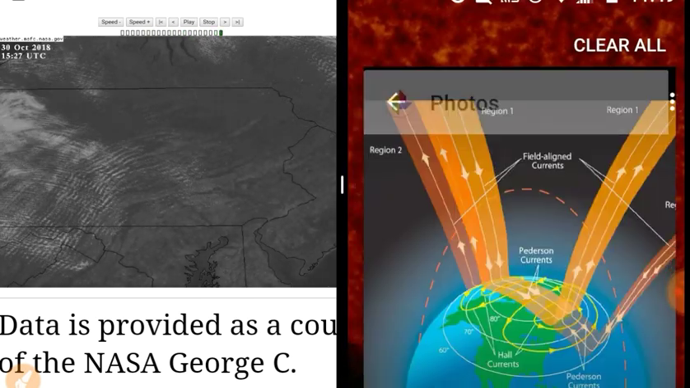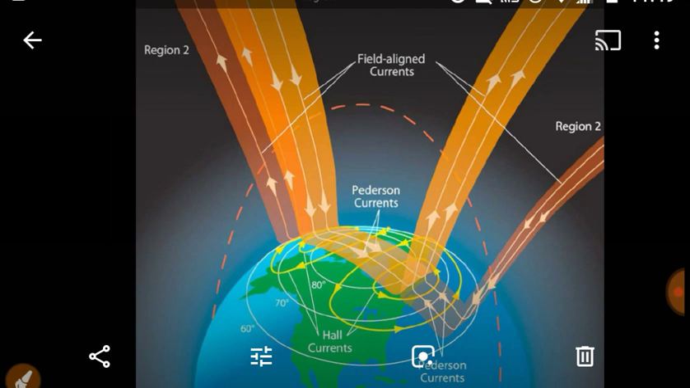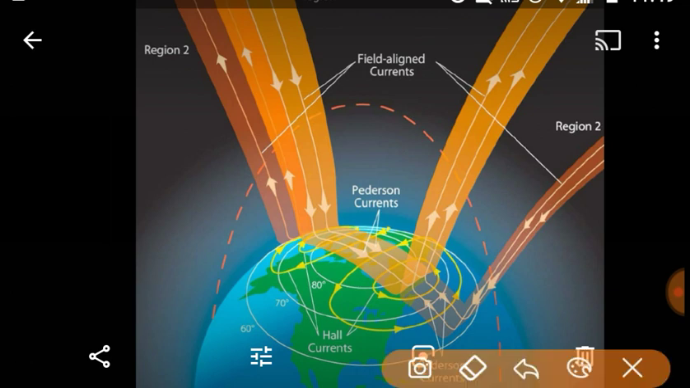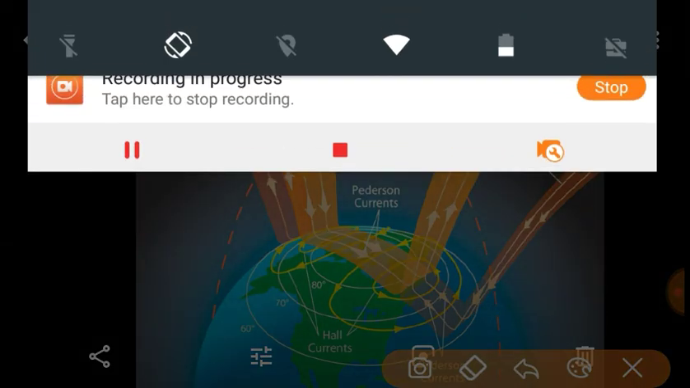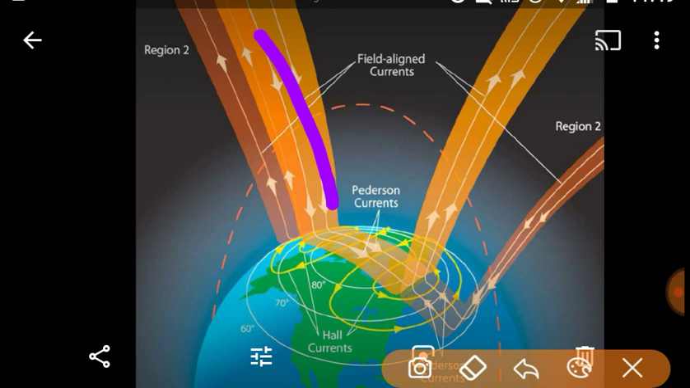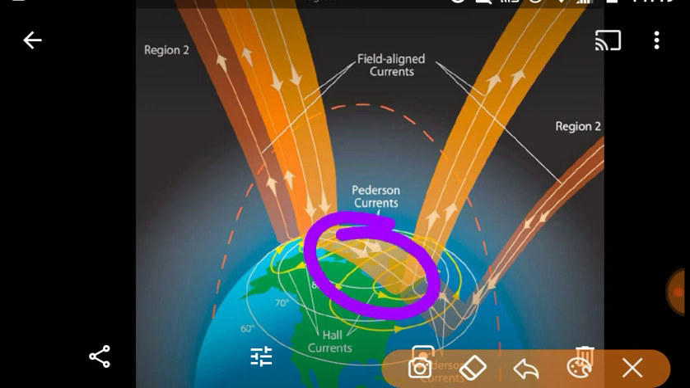So let me just show you this diagram real quick. When the solar radiation is hitting the planet, it splits into field-aligned currents. You've got positive charge coming in, solar protons. You've got electrons, negative charge coming out. And when this occurs, this is where you get your aurora. And those charges have to reconcile. They have to try to reach equilibrium.